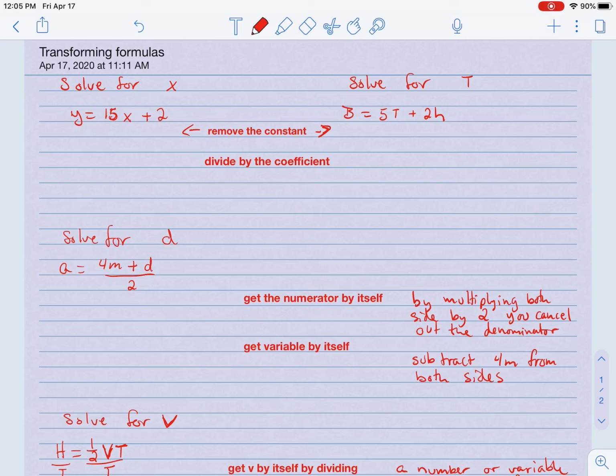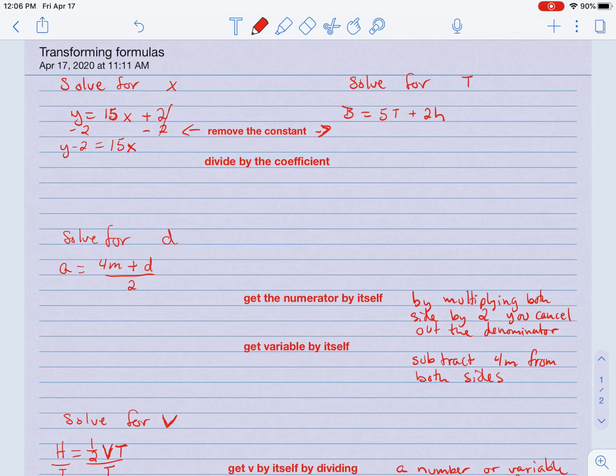So we want to solve for y on this first one, and we've got y equals 15x plus 2. So first step, we got to get rid of the constant. So we got to move it to the other side, and we do that by subtracting. When we subtract, that 2 is going to go away, and now we're left with y minus 2 equals 15x. So we've done our first step.